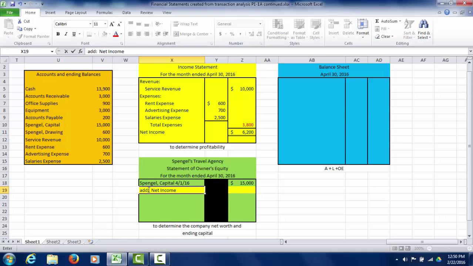Do I need the word add? No. You can leave it out, but you know what? Might be a good idea to put it in so you don't forget what to do. So I'm going to copy in the 6,200 that I just calculated up top, and now I want to add my results.